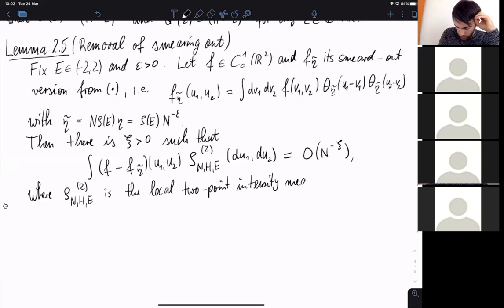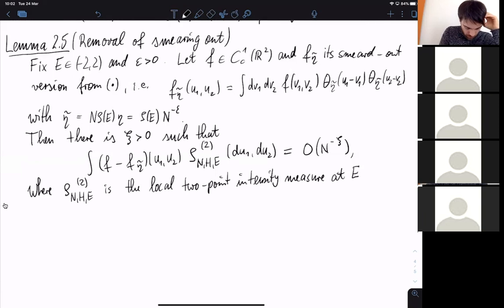Intensity measure at E of a Wigner matrix H. So this gives us these two steps.